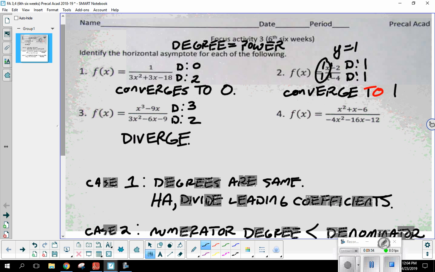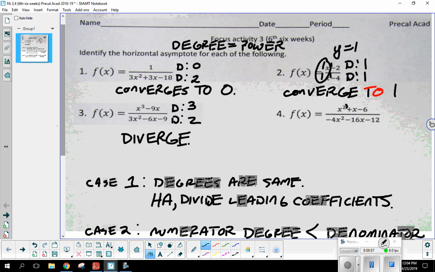Is this kind of helping from yesterday when we were talking about converging and diverging? Okay. And we'll be looking at some more examples. So let's try this last one, 4. x squared plus x minus 6 divided by negative 4x squared minus 16x minus 12. They are the same degrees.